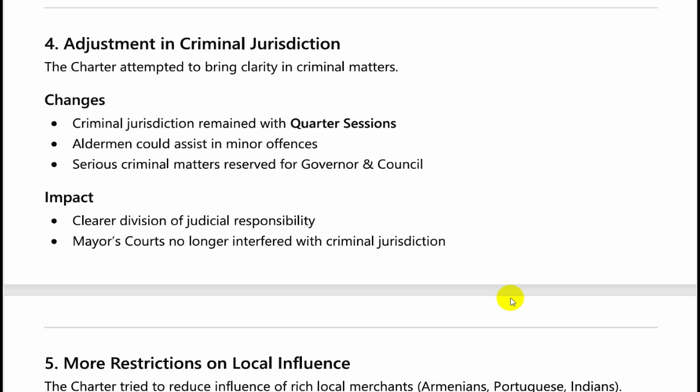In the earlier 1726 charter also, the governor and council used to handle all criminal cases. Now it was more defined: minor offences would be handled by the aldermen, and serious criminal cases would be handled by the governor and council. And separate quarter sessions was introduced. This resulted in a clear division of judicial responsibility. The mayor's court could no longer interfere with the criminal jurisdiction. So 1753 made it very clear that the mayor's court cannot interfere in criminal matters.